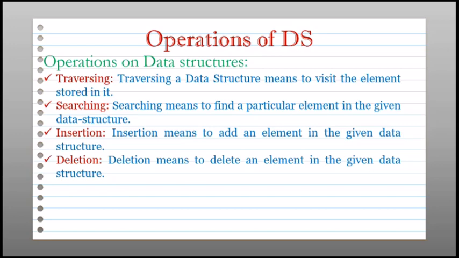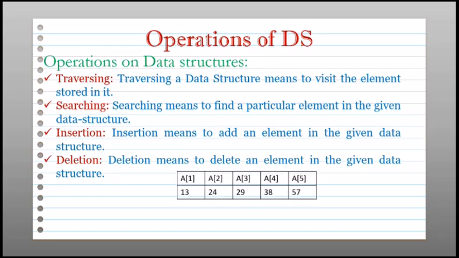The next one is deletion. Deletion means to delete an element in the given data structure. The operation of deletion is successful when the required element is deleted from the data structure. So suppose these are the elements present in the data structure, that is 13, 24, 29, 38 and 57. And suppose we want to delete one element from the data structure.